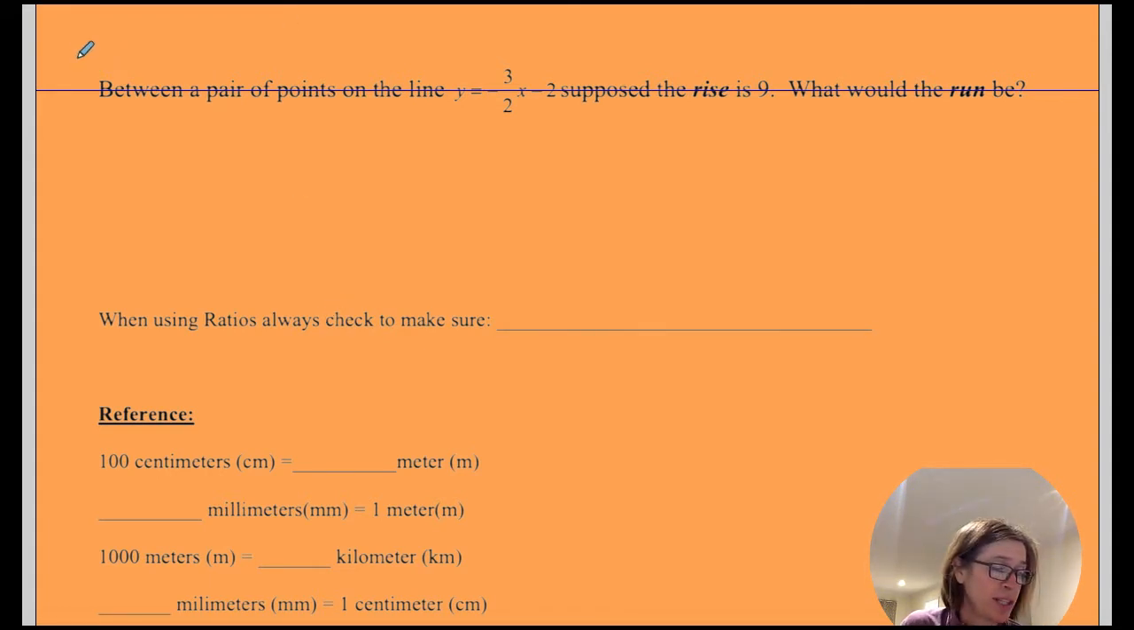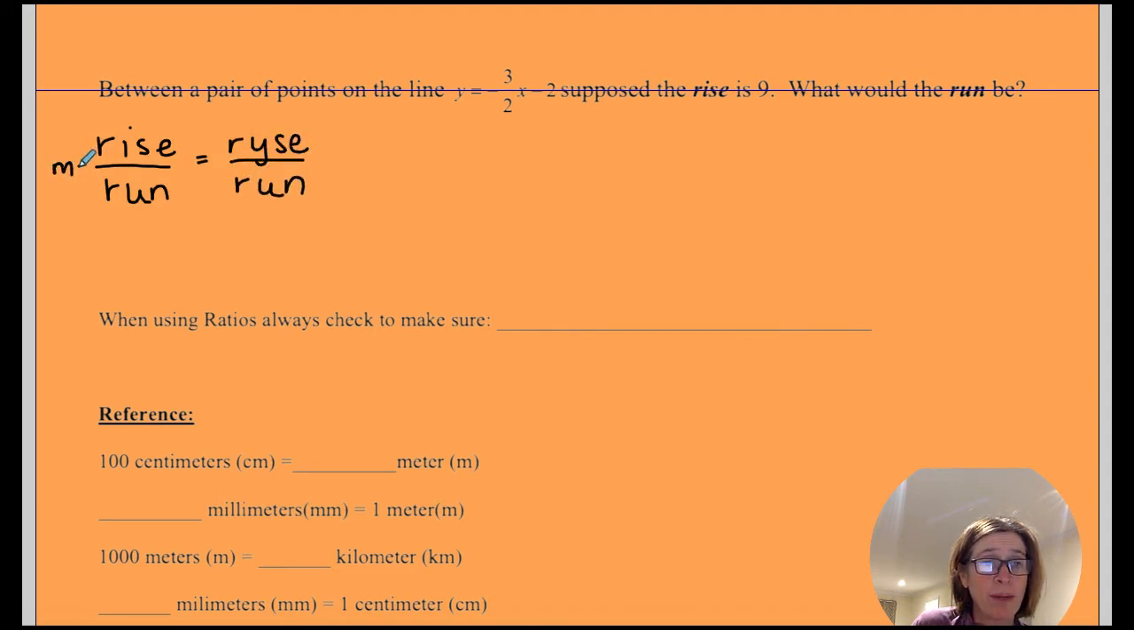So here's a question that says, between a pair of points on the line y equals negative 3/2 x minus 2, suppose the rise is 9. What would the run be? Now remember that it's rise over run. I actually usually spell it wrong so that I remember the y is on the top over run. And that is our slope. Well, we also know that our slope is equal to negative 3 halves.